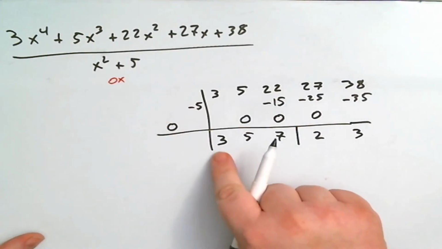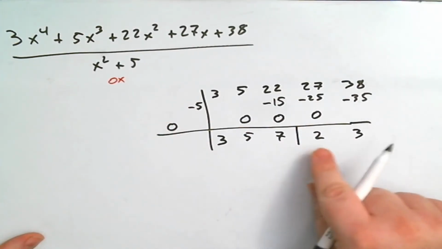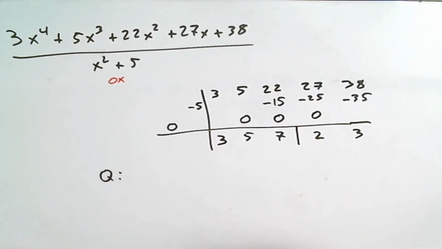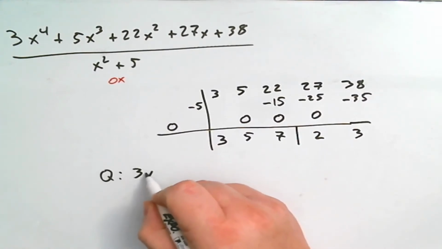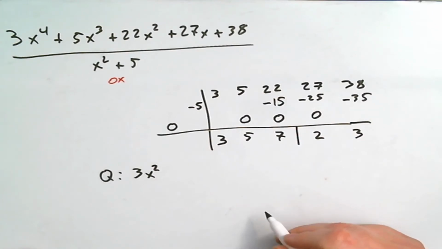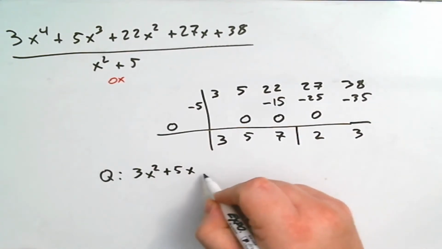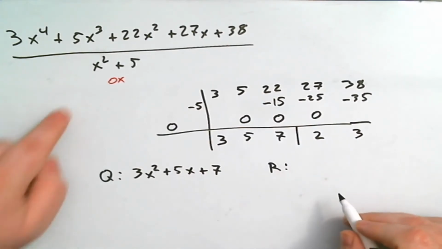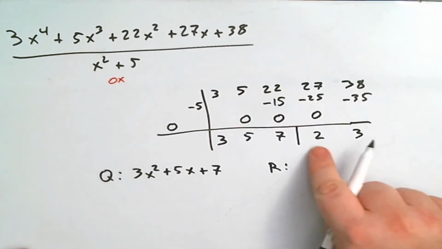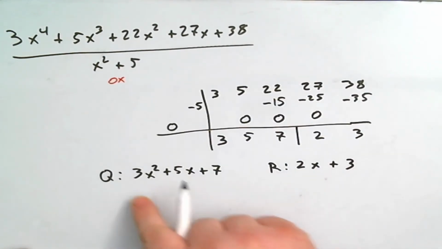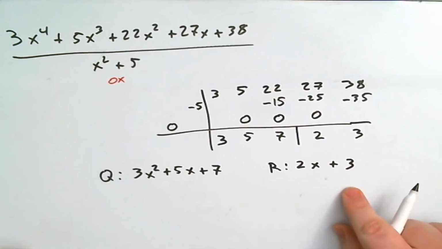Okay? Again, these are the coefficients of my quotient. These are the coefficients of my remainder. So in short, my quotient is 3x, 4 minus 2 is 2, plus 5x plus 7. And my remainder, of course, 2 minus 1 is a linear, so 2x to the first plus 3. There's my quotient, there's my remainder.